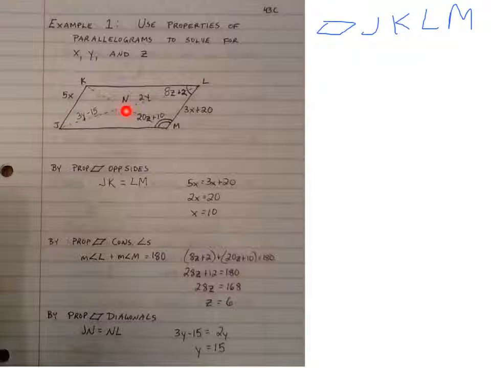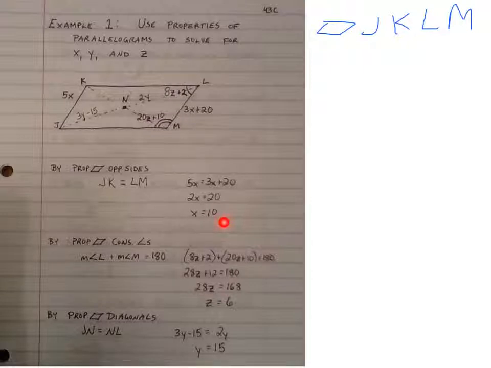So the first property that we can use is the property of opposite sides, which was the first one I introduced, and it states that the opposite sides are equal to one another, and that they are congruent. So side JK is congruent to side LM. So if that's true, then length JK is equal to length LM. And we can create the equation 5x equals 3x plus 20. Solve that down to x equals 10.